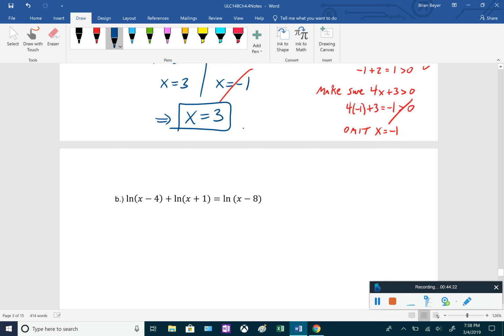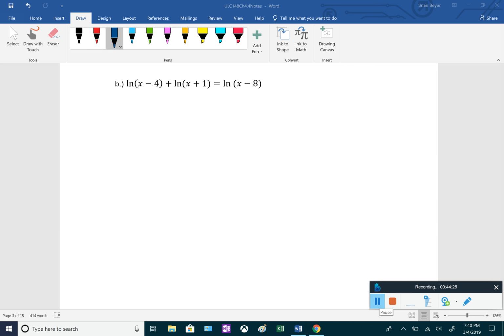Okay, so let's do one more of these. So we have ln of x minus 4 plus ln of x plus 1 equals ln of x minus 8. So we need to use the product rule on the left-hand side to combine them. So it's going to be the ln of x minus 4 times x plus 1. We knew it was the product rule because they were being added. And I'm going to just multiply x minus 4 times x plus 1. So that's just distributing, where you have to FOIL that, we end up getting x squared minus 3x minus 4 equals the ln of x minus 8.